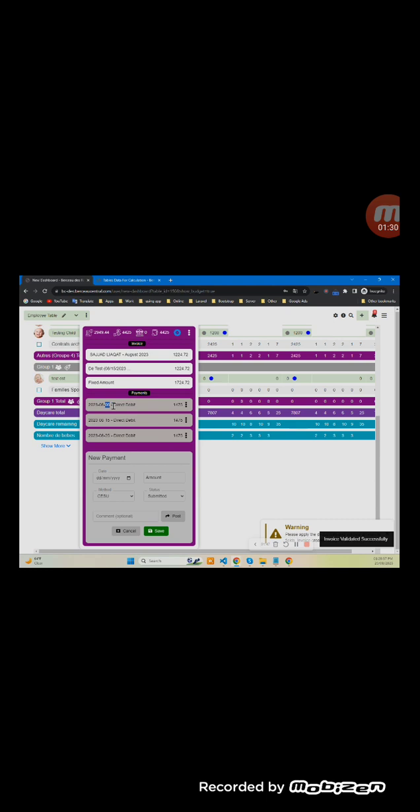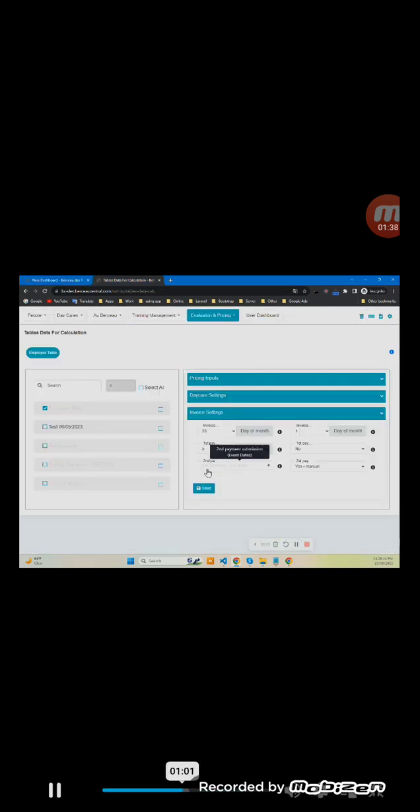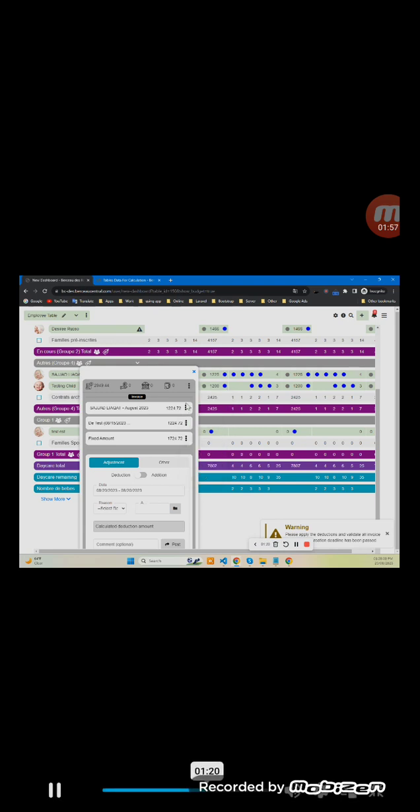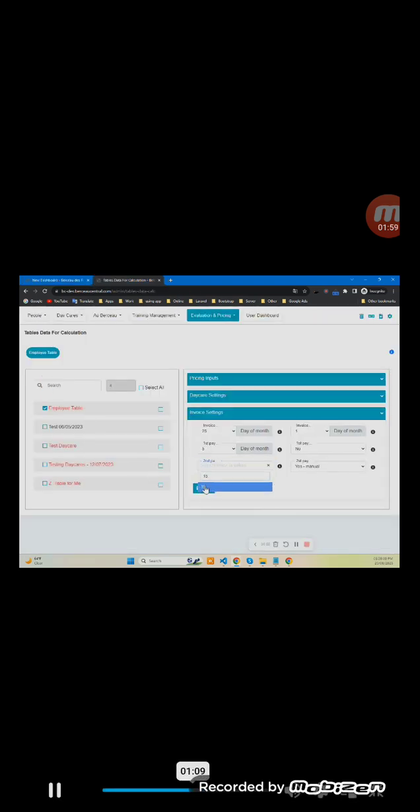I think you are confusing this with the number of payment dates. Here you select three payment dates, but what it means is that the first payment will happen at the first pay date. The second payment will happen at the second pay date, which is here the 15th.